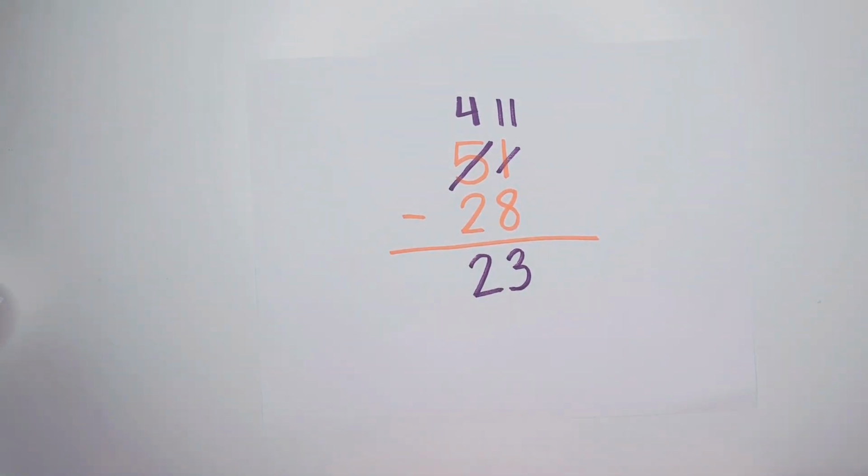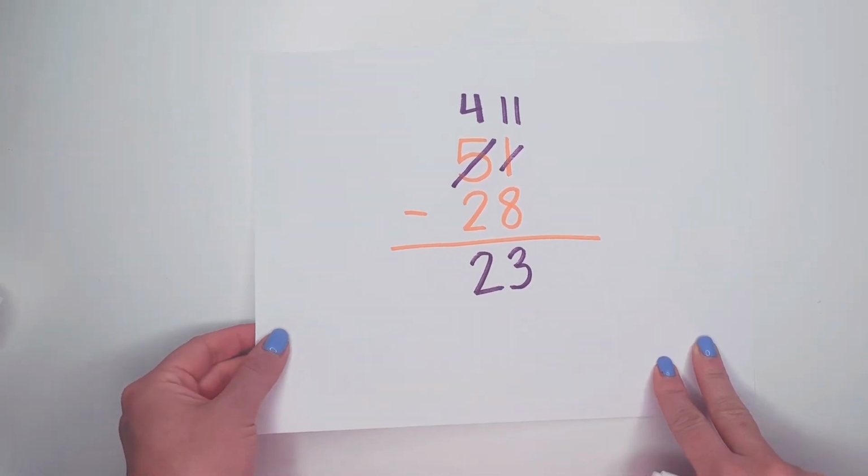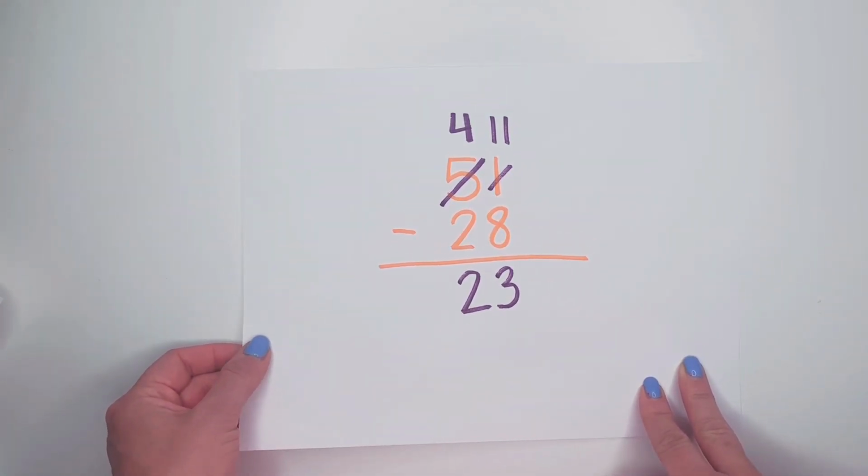So this is the standard algorithm. It's one of our 3 strategies for subtracting with 2-digit numbers.